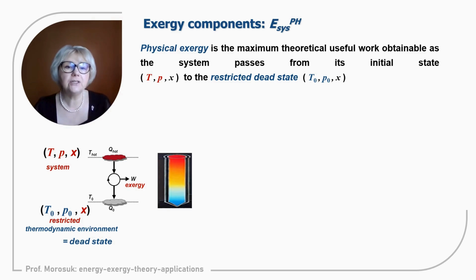And we already mentioned that restricted dead state is associated with the fact that chemical properties of the system and the thermodynamic environment will be the same, and chemical properties should be defined. If we do not now discuss chemical properties and only refer to the temperature and pressure of the system and the temperature and pressure of the restricted thermodynamic environment, then the situation will be the following.